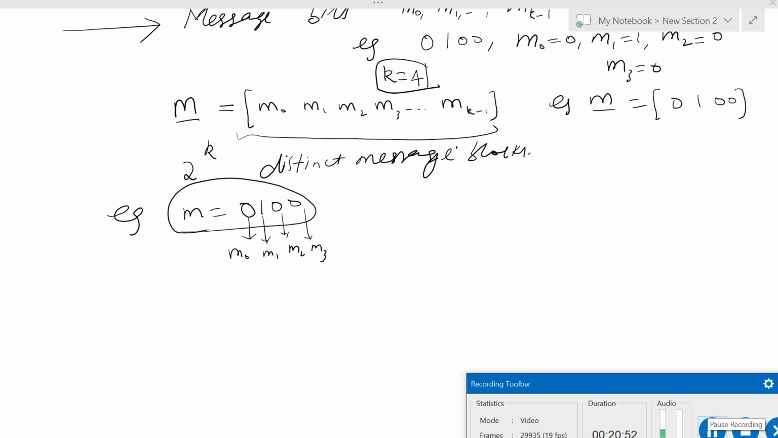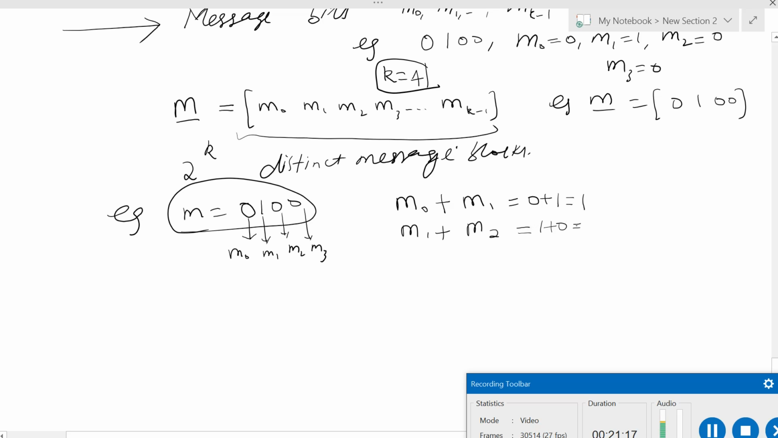Let me do one thing. Let me do M0 XOR with M1. What will be that? 0 plus 1, that is 1. Okay. Then I will do M1 with M2, that will also become 1 plus 0, that is also 1, and M2 with M3, that will become 0 plus 0, that will also become 0.